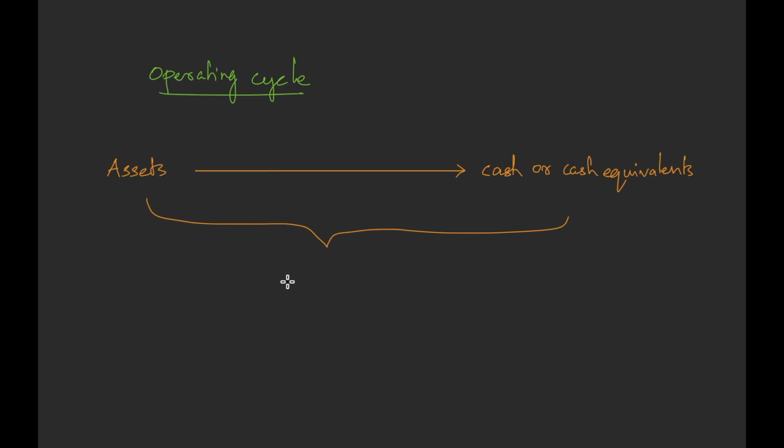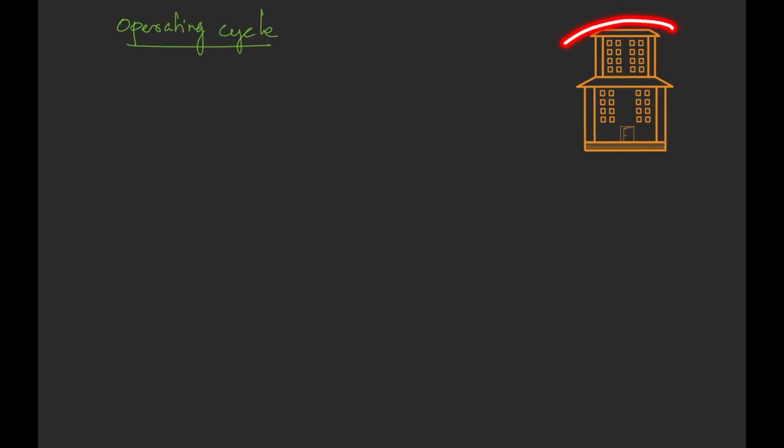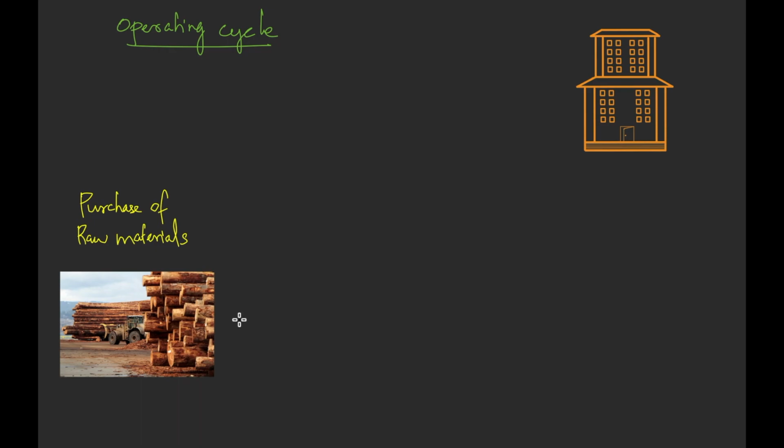I'll explain this in detail with an example. Let's say this is a furniture manufacturing company and we are going to find out its operating cycle. We know that operating cycle is the time period between the acquisition of assets for processing and their realization in cash or cash equivalents. For this company, acquisition of assets is purchase of raw materials, the wood required for producing furniture. I have added a picture of wood logs.